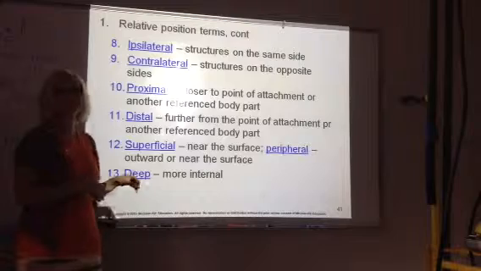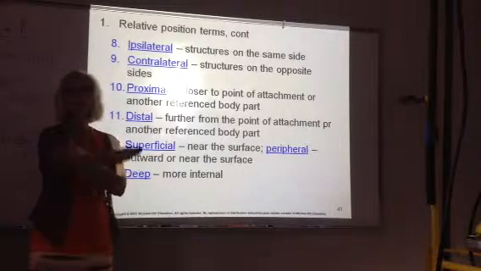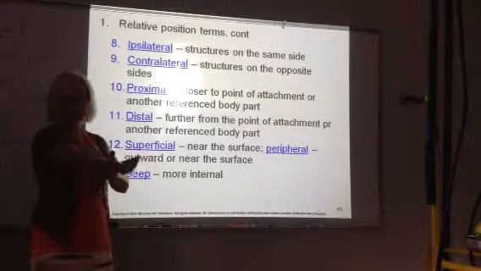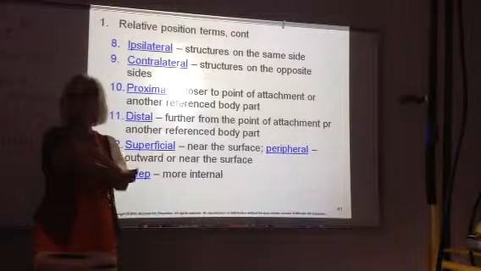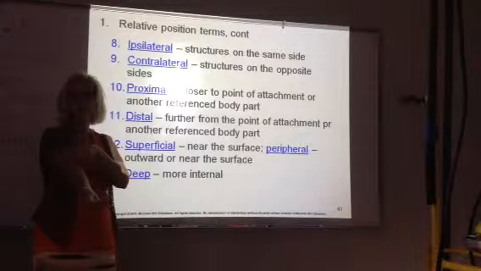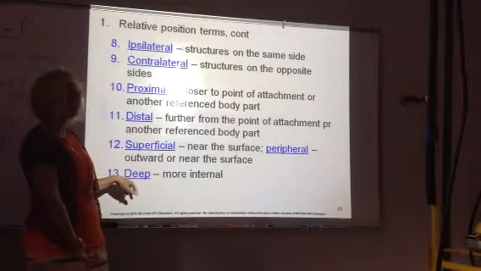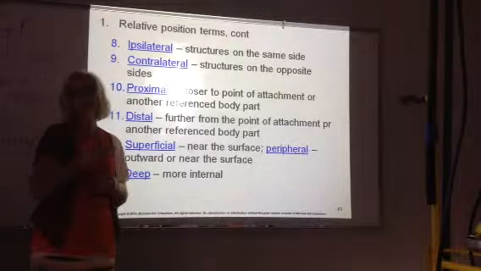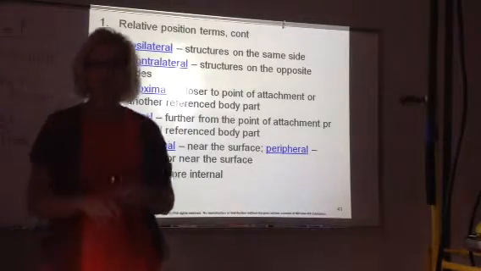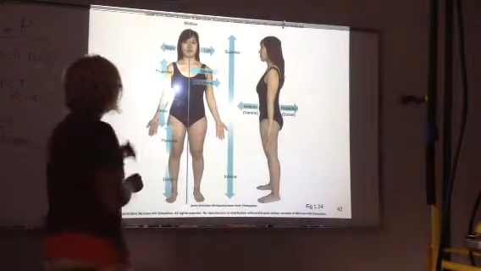And then the opposite is deep. So when we start looking at your muscles, your biceps is superficial. If I make an incision on your arm, your biceps is right there. You're going to see that muscle right away. If I peel away the biceps, there are muscles that are deep. So we will talk about deep muscles when we start getting into the different types of muscles. So those are important terms that we'll use.